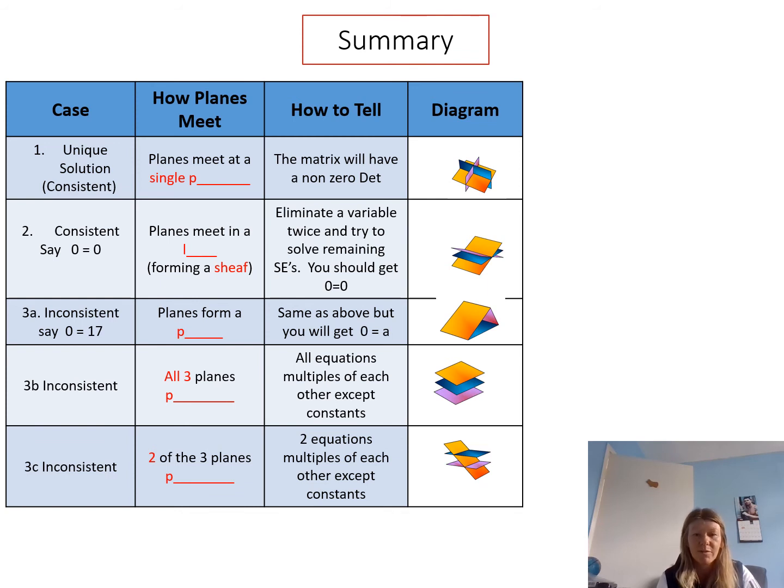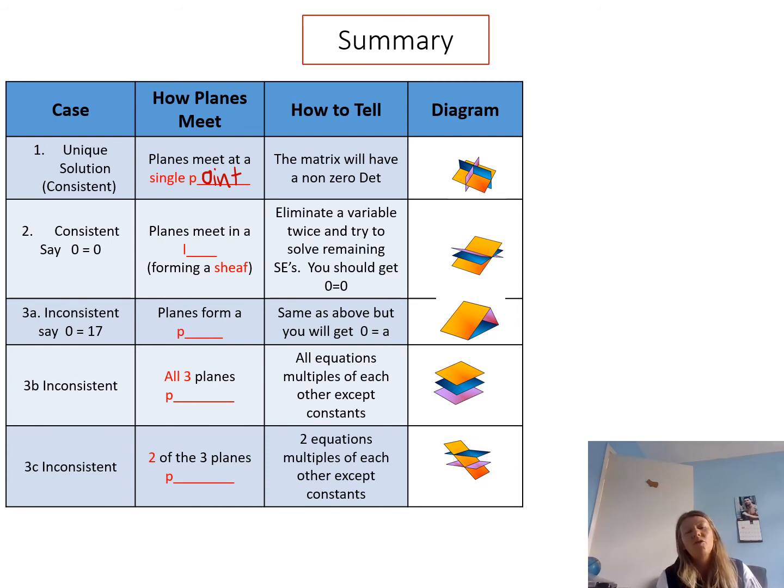So here's a summary with pictures. You've got a slightly bigger thing on your sheet, thankfully, and you could print this off even bigger if you wanted. So basically, if there is a unique solution, the planes will meet at a single point. The matrix will have a non-zero determinant and they'll meet at a single point like that picture there.